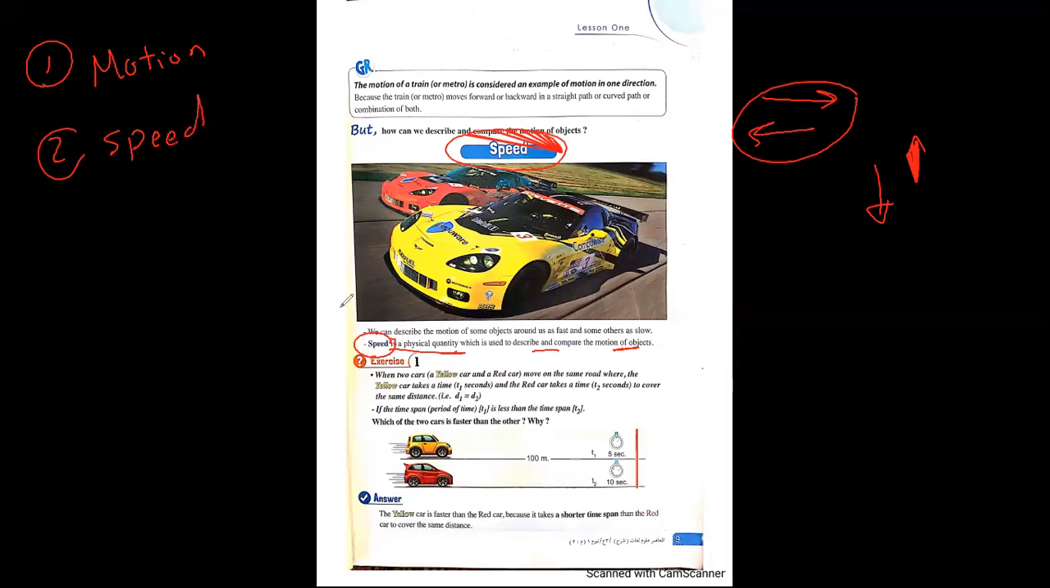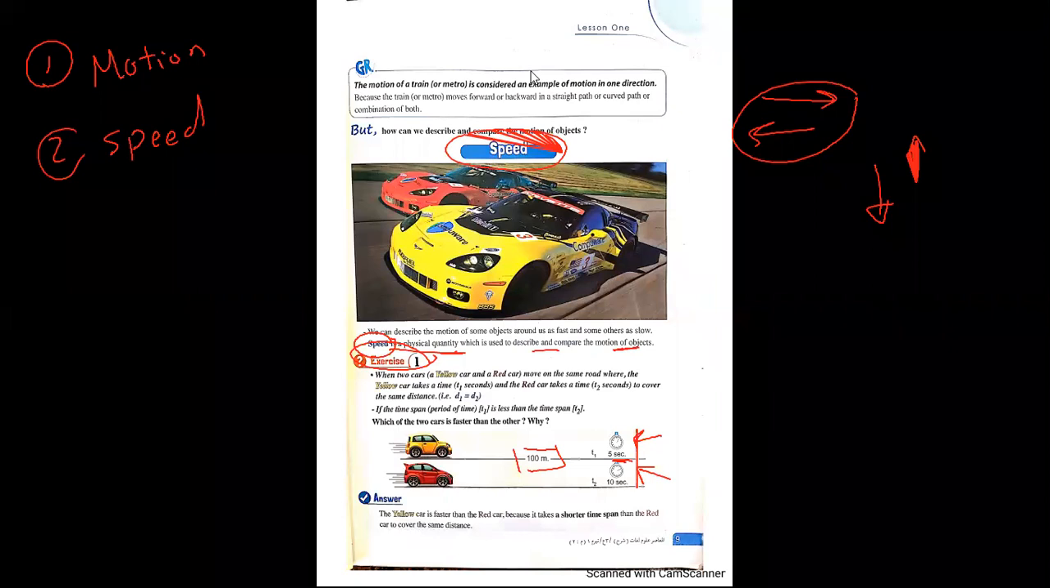Now it's an exercise. If we have two cars, one yellow and the other red, and they cover the same distance of 100 meters. The first car takes 5 seconds and the second car takes 10 seconds. Which is faster, the yellow car or the red car? Who wants to answer?